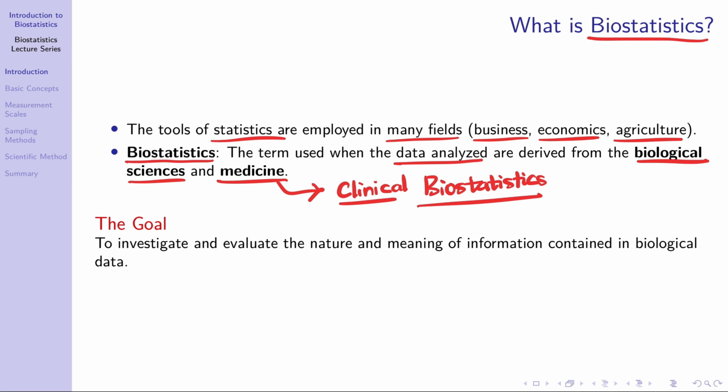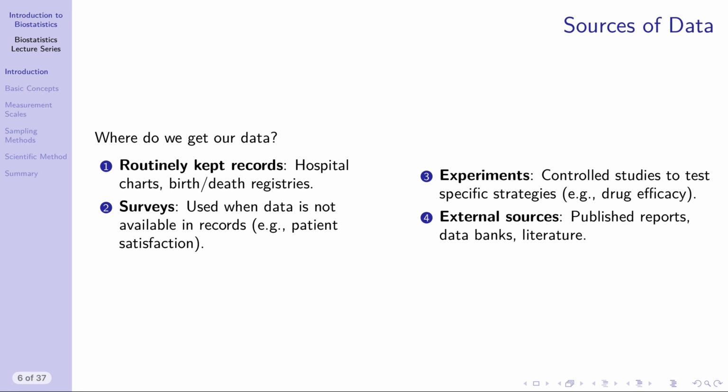So the goal of biostatistics is to investigate and evaluate the nature and meaning of information that is contained in biological data. So here we are focusing mainly on any type of biological data and trying to draw inferences from this particular information that we obtain.